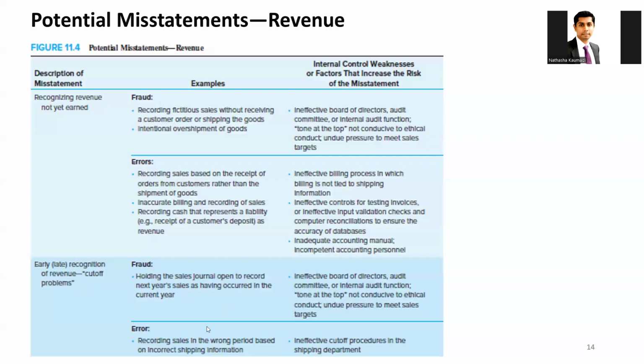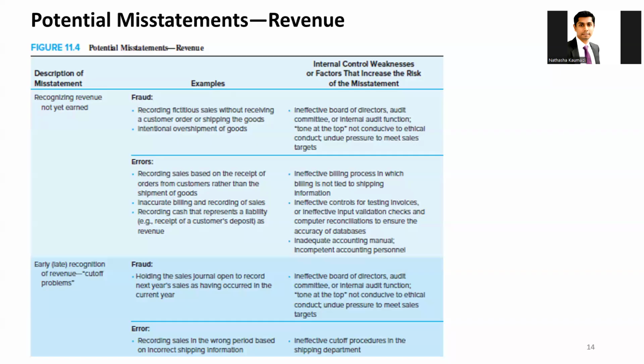So what are the frauds? Holding the sales journal open to record next year's sales as having occurred in the current year. If you want to increase this year's sales, let's say the 2024 figures are not good, you are trying to record some 2025 transactions in 2024, this year. So you are trying to keep the sales journal open just to grab some 2025 new year sales transactions. So that is a fraud.